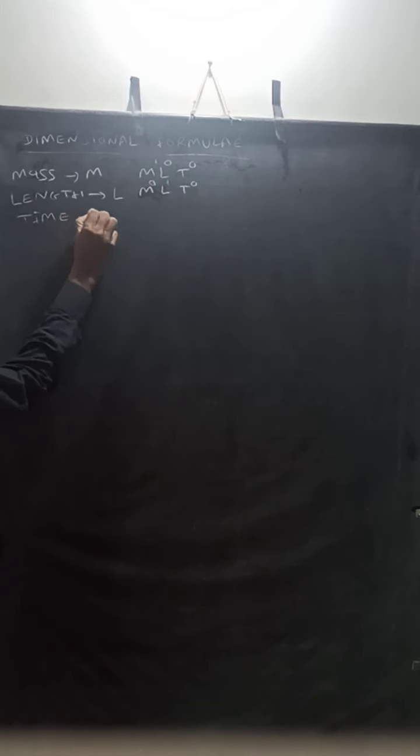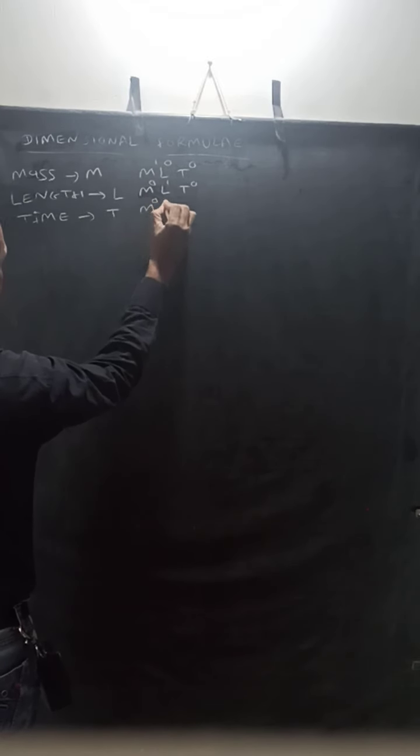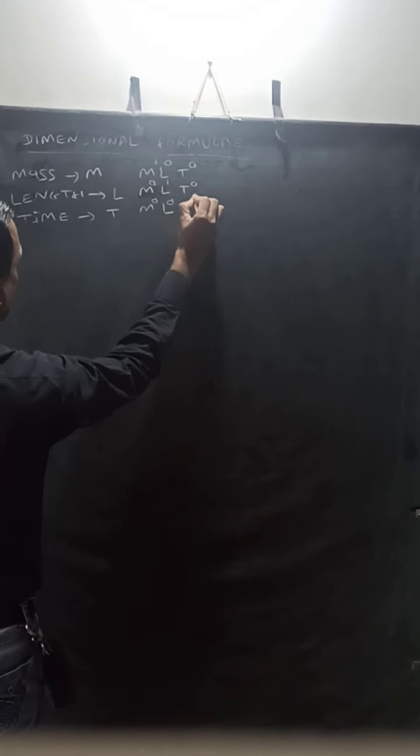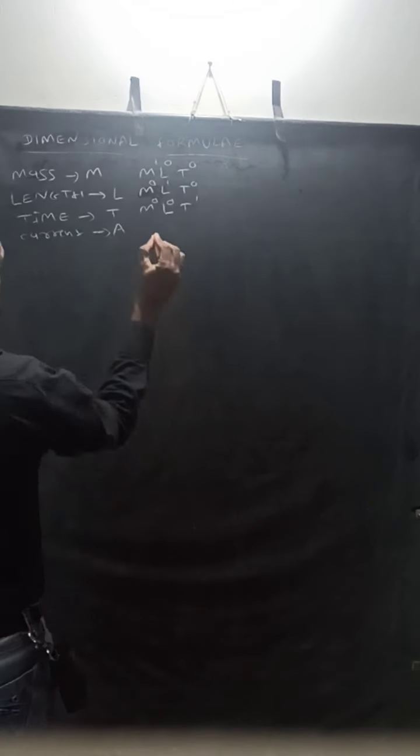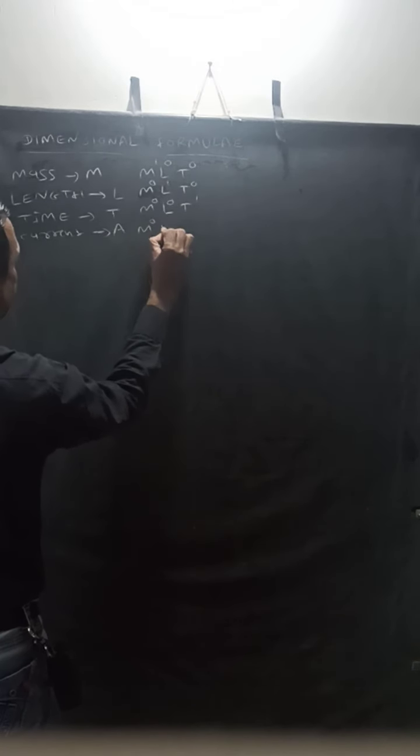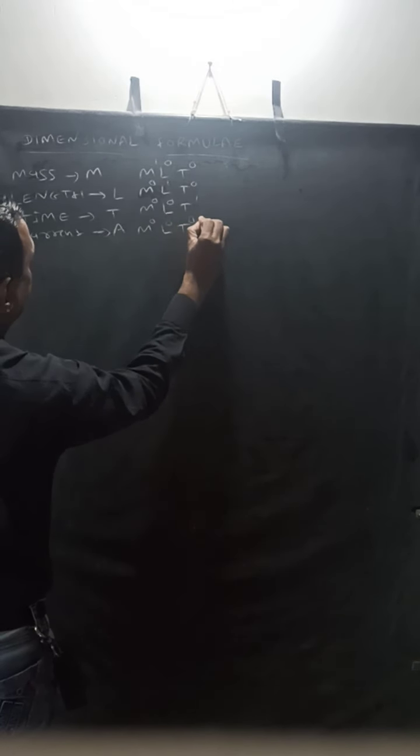Then after time, we represent T. Dimensional formula is M0 L0 T1. Then after electrical current, symbol is A. Dimensional formula M0 L0 T0 and then A1.